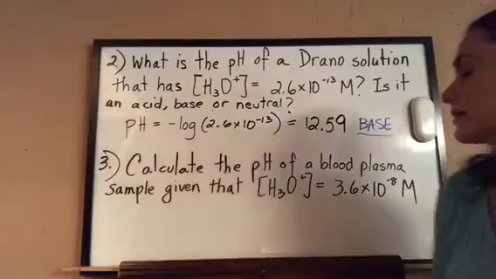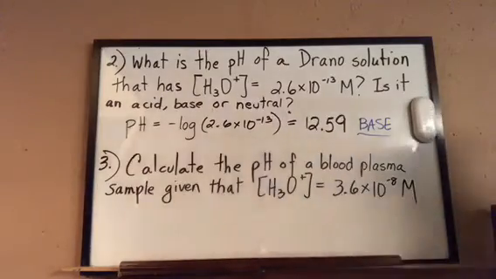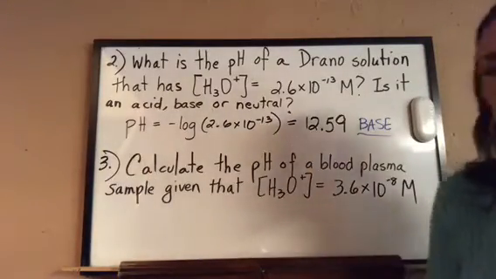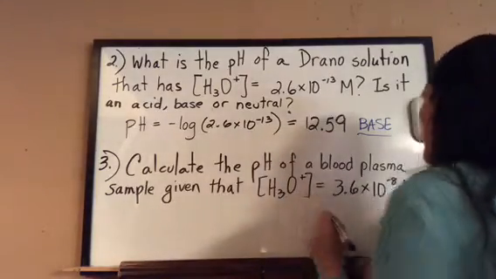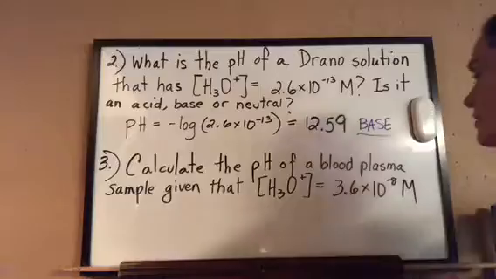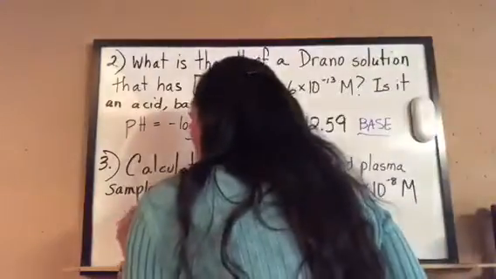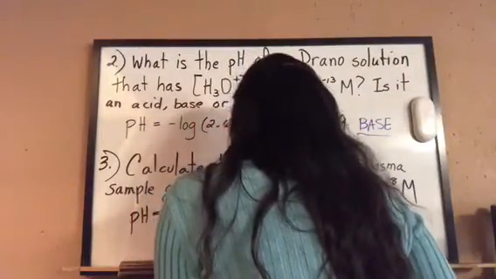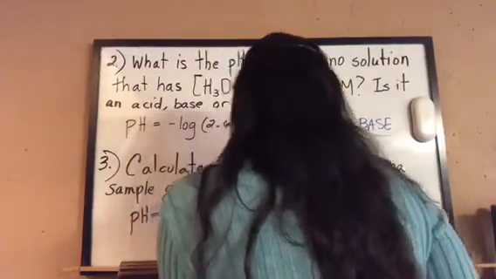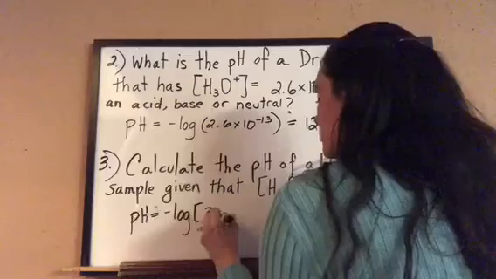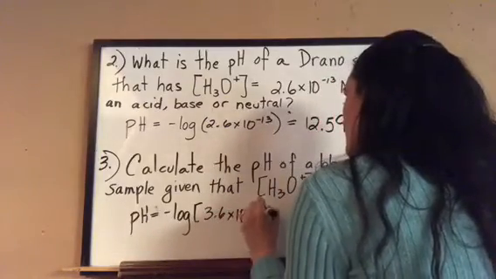Let's do another calculation. Let's calculate the pH of a blood plasma sample, given that the hydronium ion concentration is 3.6 times 10 to the negative 8th molar. So again, pH equals the negative log of the hydronium ion concentration, which is 3.6 times 10 to the negative 8th.